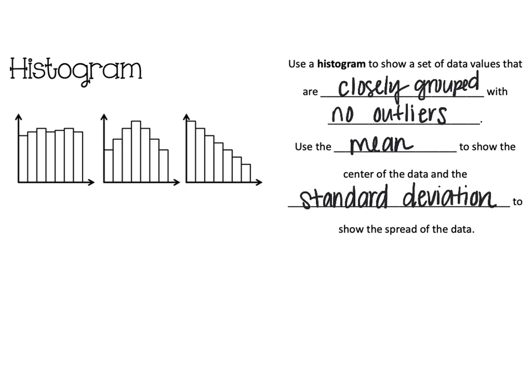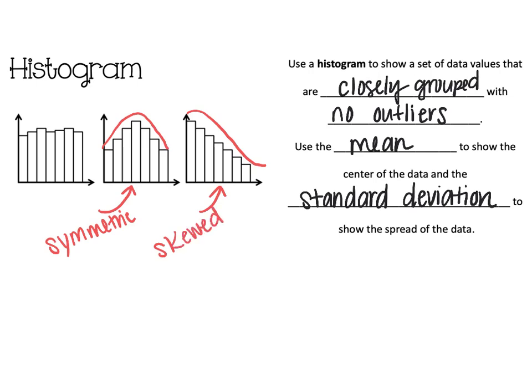To show the spread of the data. Now looking at these types of data, this graph in the middle will be considered symmetric because it creates a normal bell curve. This data on the right is skewed because it's higher on one side than it is on the other. And like we talked about with our dot plots, the tail is on the right side, so this is skewed right. So wherever the lower end is, that is the direction of the skew.